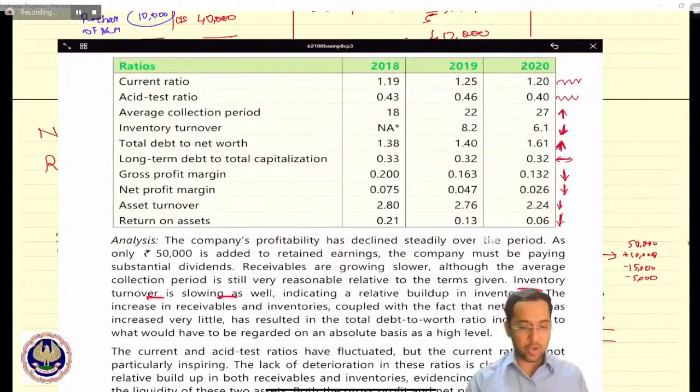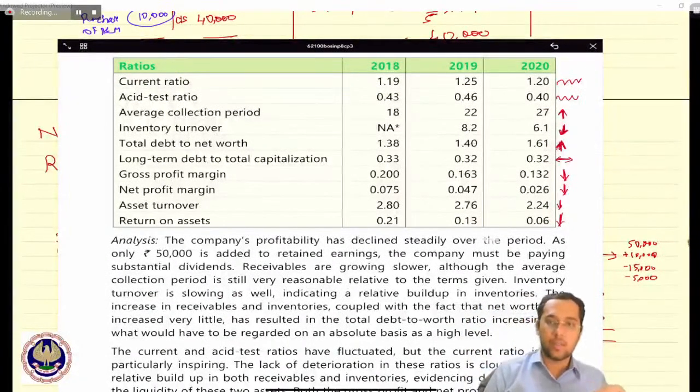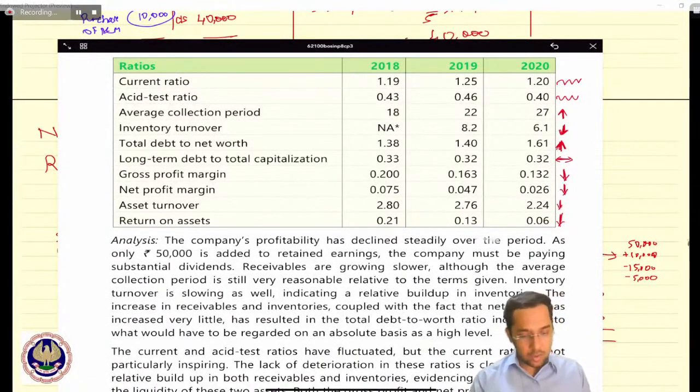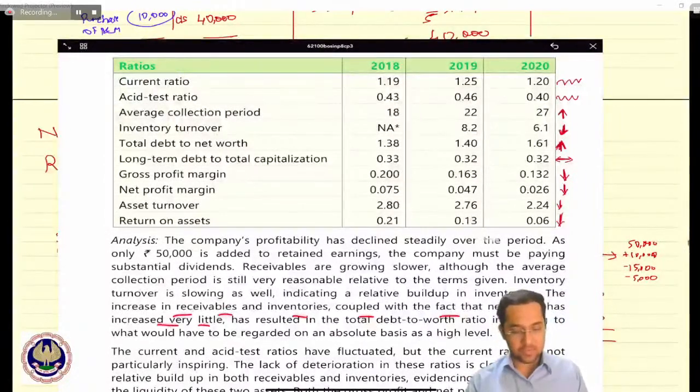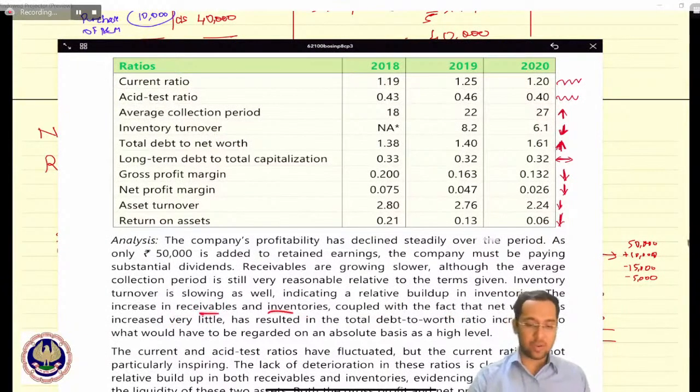Inventory turnover is also slowing down, indicating that the company is building up slowly and steadily a good quantum of debtors or a good quantum of stock. The increase in receivables and inventory is coupled with the fact that net worth has increased very little. So inventories and receivables have increased, so the debt to net worth ratio has also increased.